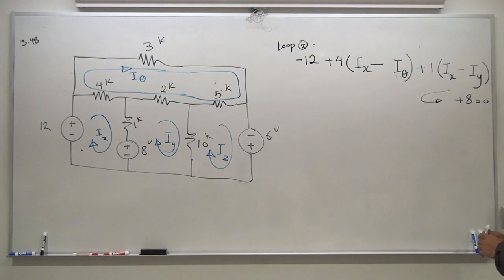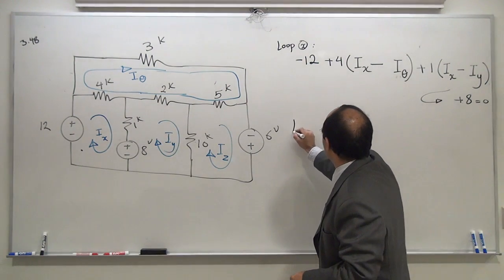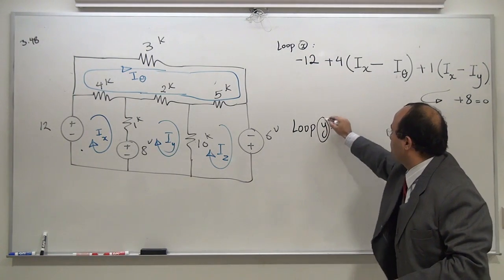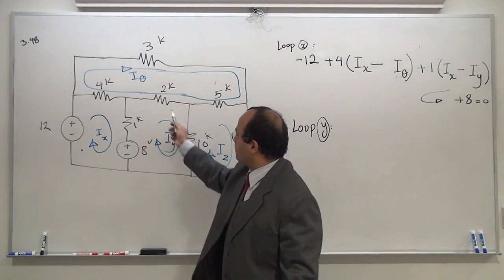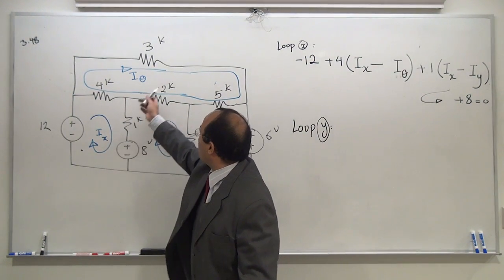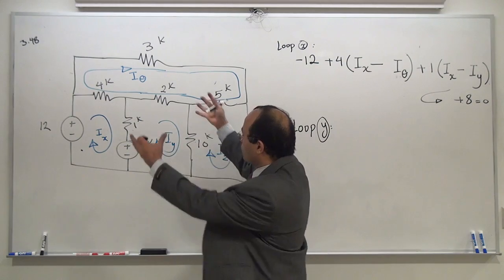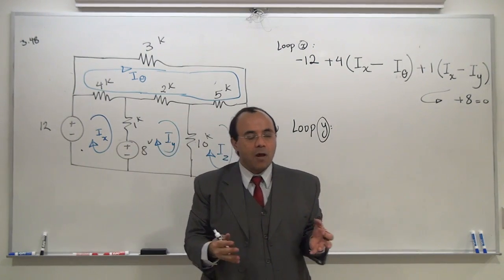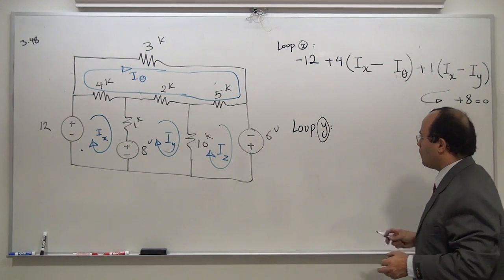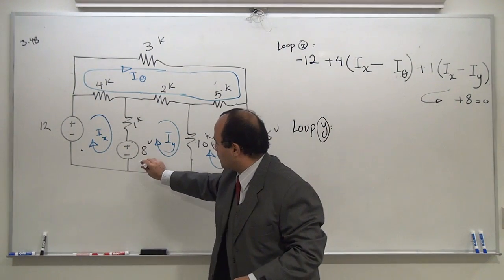Let's begin loop number Y. Loop number Y is this one. This is the major loop. You have Ix, I theta, Iz. These are the neighboring loops. And each time I want to be conscious as to what is coming, what is going, opposing, adding. What's the idea? Let's begin from this node.